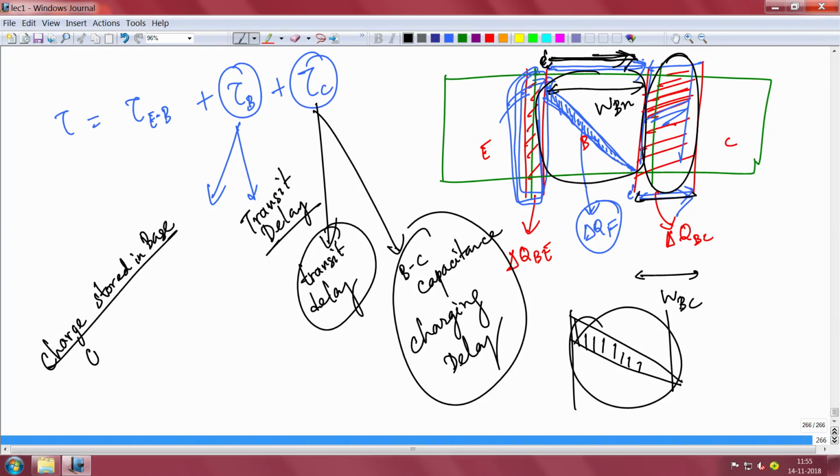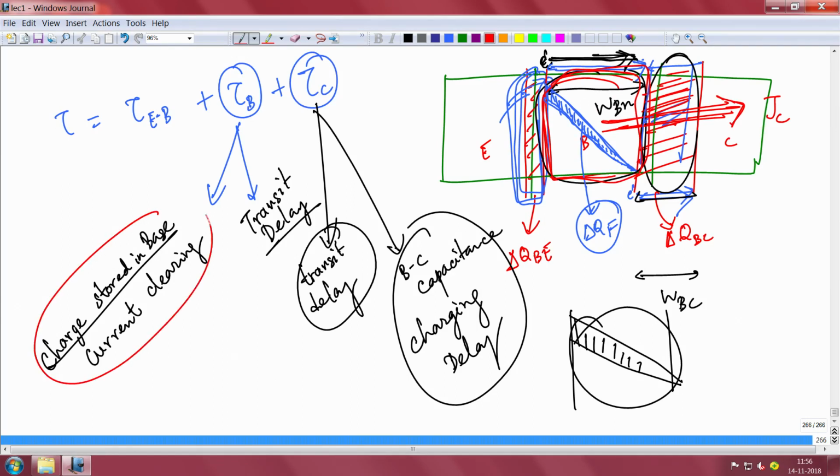The charge stored in the base is divided by the current that is clearing it. There is a current that is flowing out, and that current is your output current, right. The current that is flowing out is clearing out the charge that is stored in the base, okay. So the base has some charge, and that charge is being cleared out by the collector current. So that charge clearing out also adds to another delay. So all of this has to be added up to eventually give the total delay.